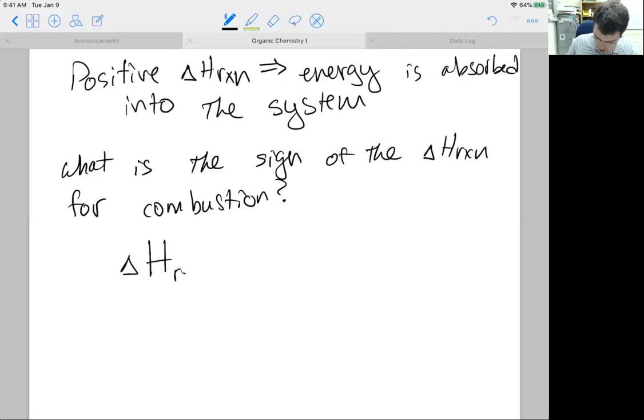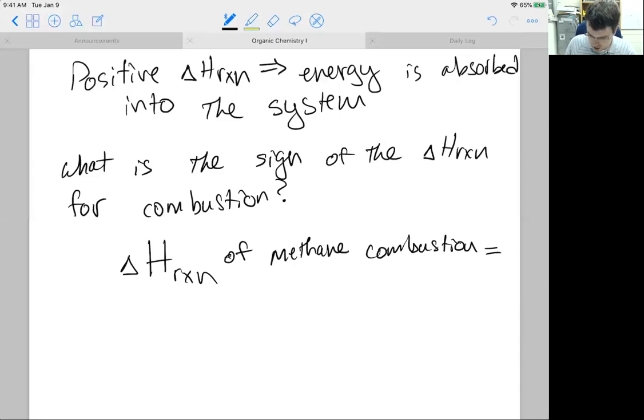As you're thinking about what that answer is, I'm actually going to write the answer, more specifically, the delta H of the reaction of methane combustion, which is CH4, what we were looking at last time, equals 213 kcals per mole. Kcals, that's kilocalories, that's a unit of energy.